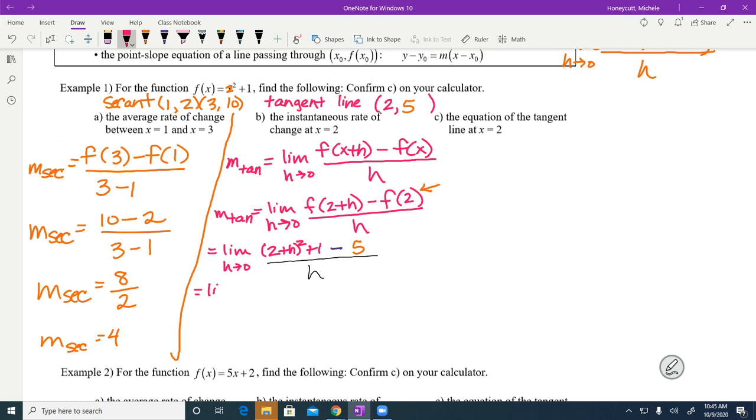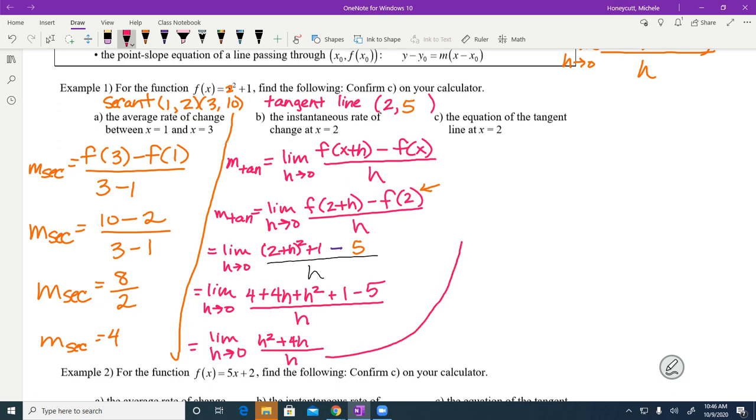Simplify the numerator. The limit as h approaches 0. 2 plus h squared is 4 plus 4h plus h squared, plus 1 minus 5, all over h. Still, you have to bring down the limit notation every single time. Otherwise you're just doing algebra. You're not doing calculus anymore. Combine like terms. So I've got h squared plus 4h. 4 plus 1 is 5, and 5 minus 5 is 0, all over h.